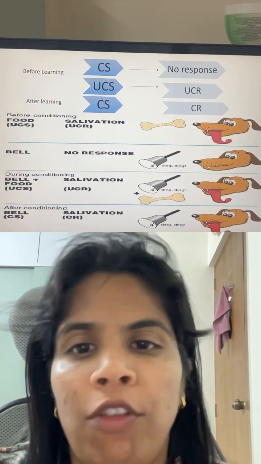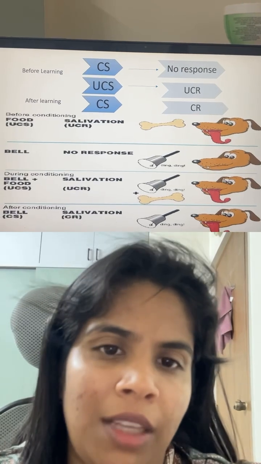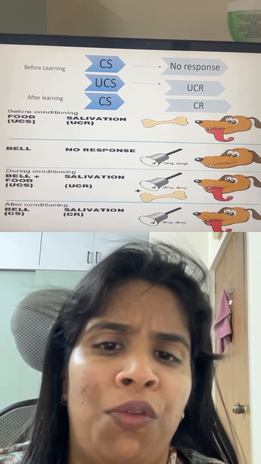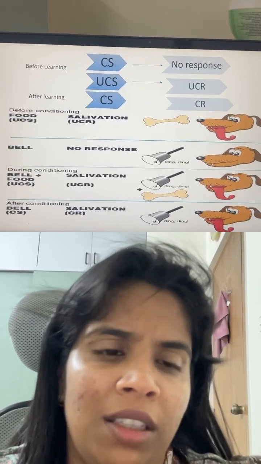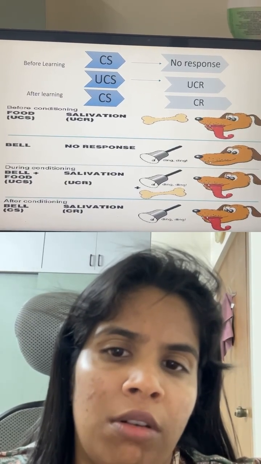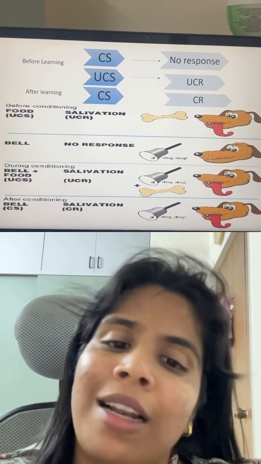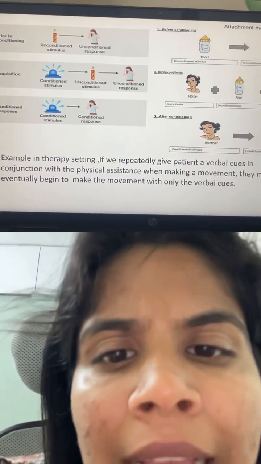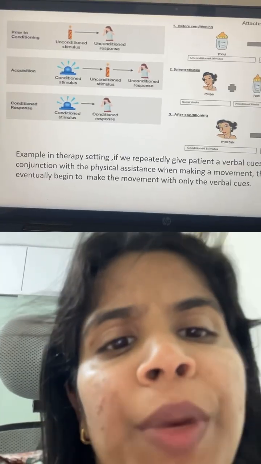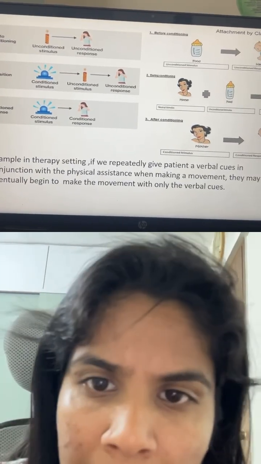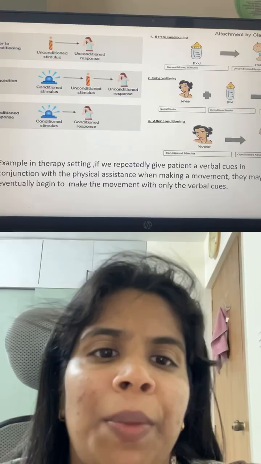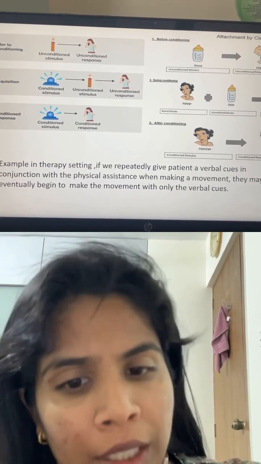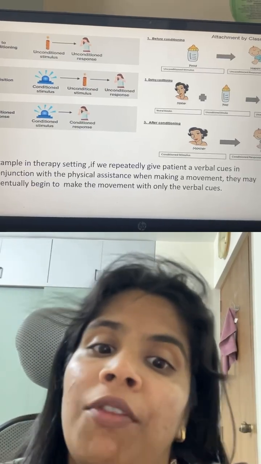Okay, the Pavlov experiment, as you can see. As we all know, the bell rings and the dog comes for the food and salivation starts. This is the response of the dog after the learning. It's called classical conditioning. For example, in therapy settings, if we repeatedly give patients verbal cues in conjunction with physical assistance when making a movement, they may eventually begin to make the movement with only verbal cues after a certain period of time, because they have learned that movement.